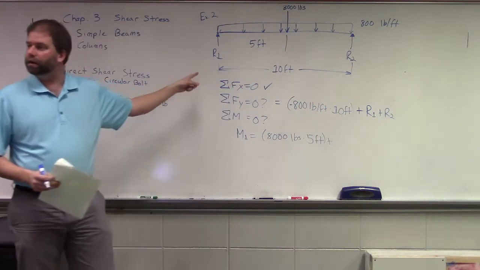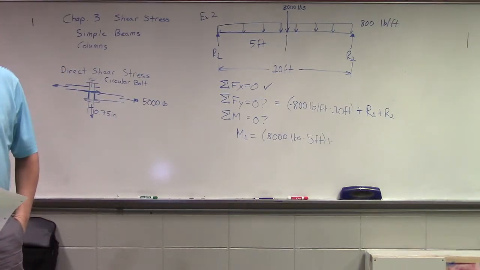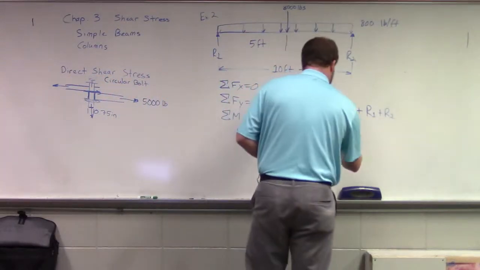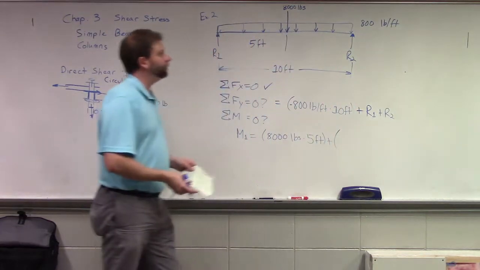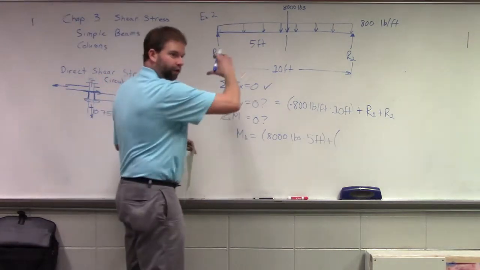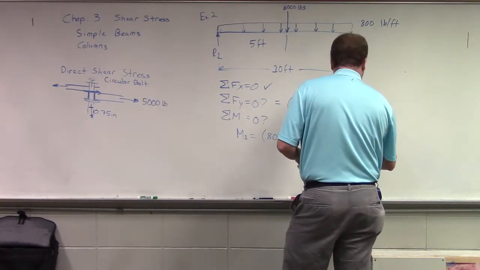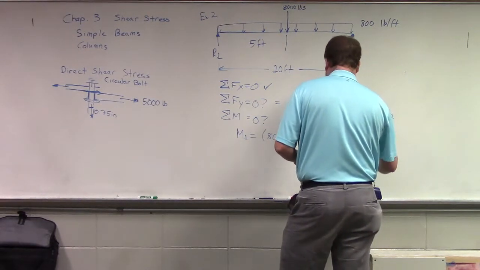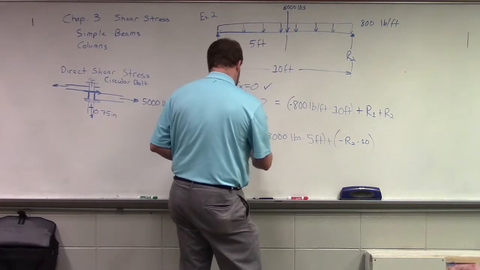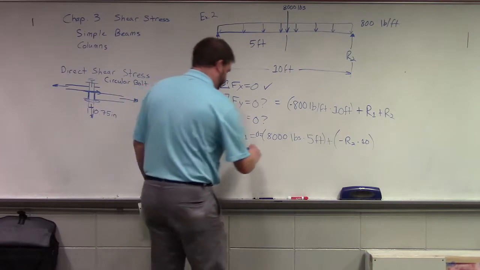Does the reaction at 1 tend to cause any rotational effort about point 1? Nope, that is 0, right? Okay. What about R2? It would be R2 times 10. Is it trying to rotate clockwise or counterclockwise? Counterclockwise, right? So we need to make it a negative value. Okay? So for the moment about point 1, the sum is equal to 0.